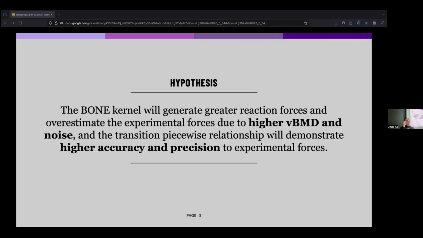So my hypothesis for this work is that the bone kernel will generate greater reaction forces and overestimate the experimental forces due to higher bone VBMD and noise, and the transition piecewise relationship will demonstrate higher accuracy and precision to experimental forces.